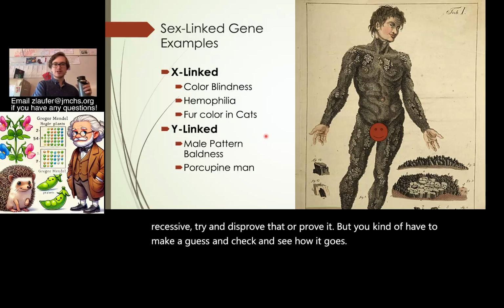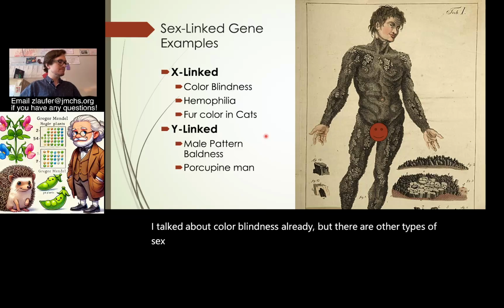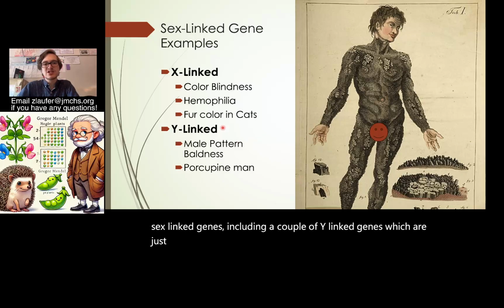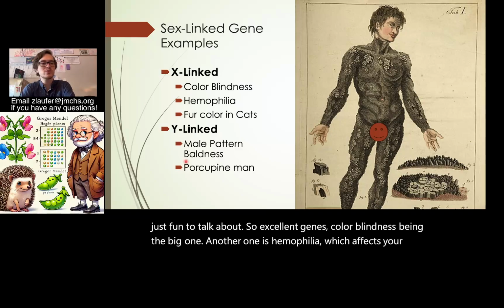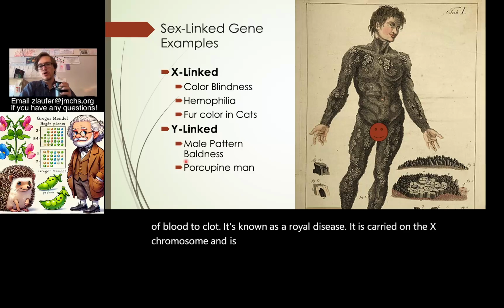I talked about color blindness already, but there are other types of sex-linked genes, including a couple of Y-linked genes, which are just fun to talk about. So X-linked genes, color blindness being the big one. Another one is hemophilia, which affects your ability of blood to clot. It's known as a royal disease. It is carried on the X chromosome and is very prominent in the royal families of Europe.